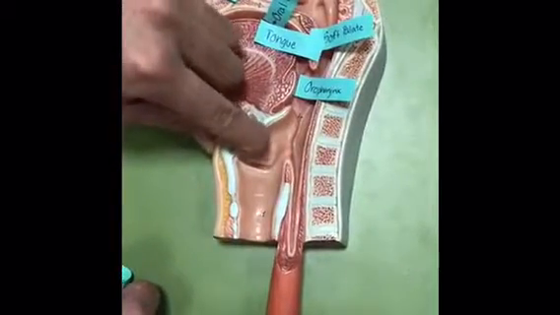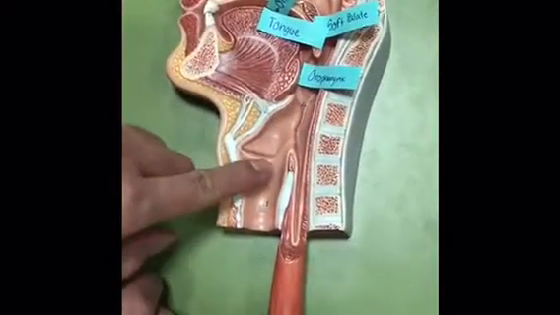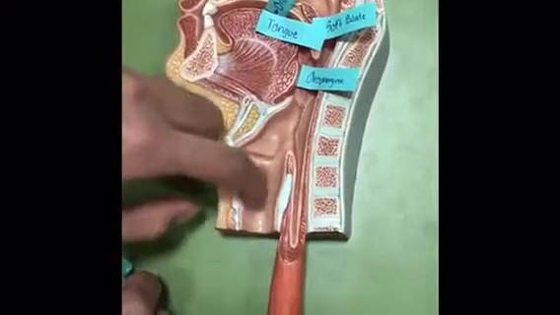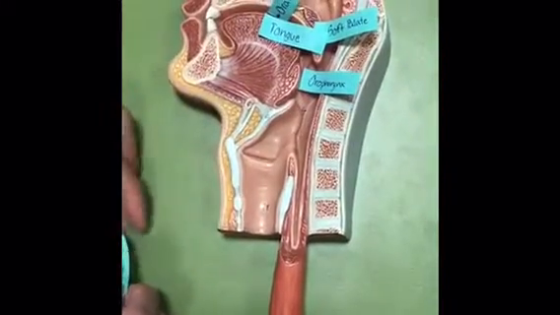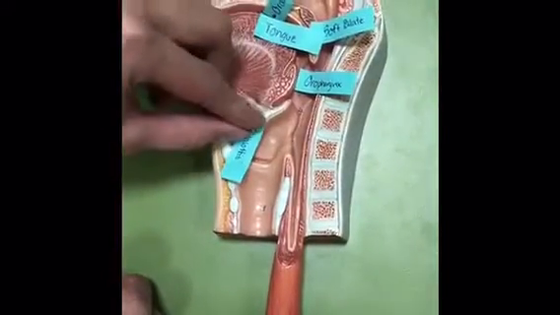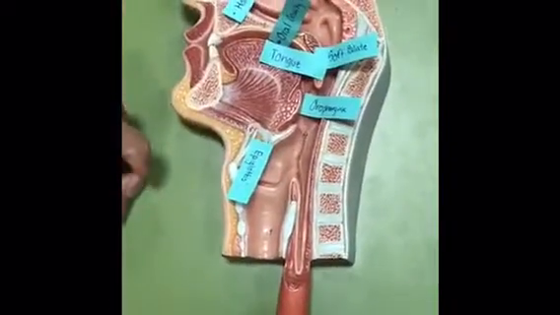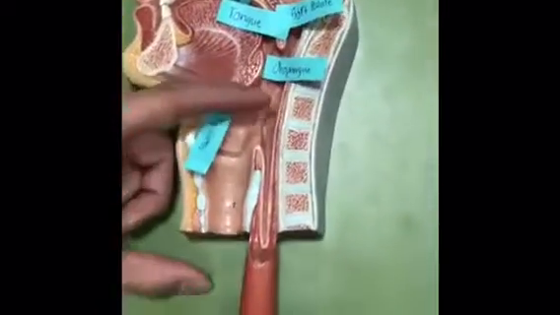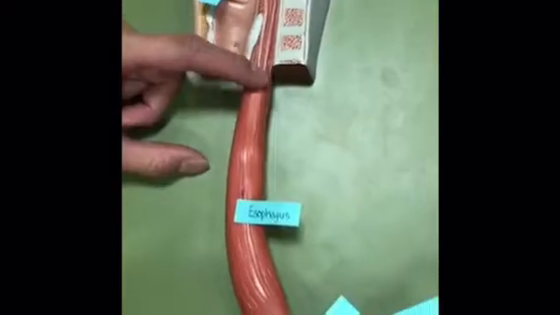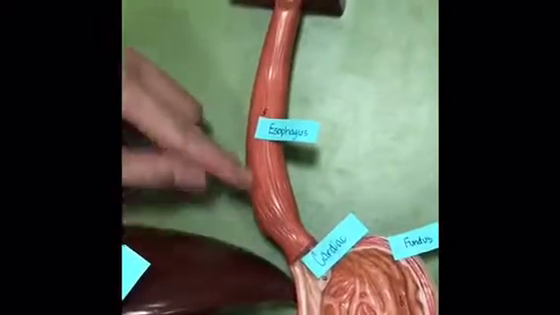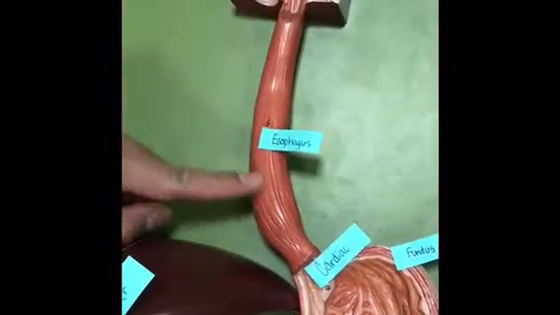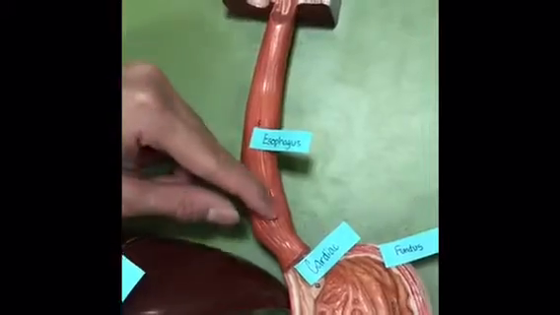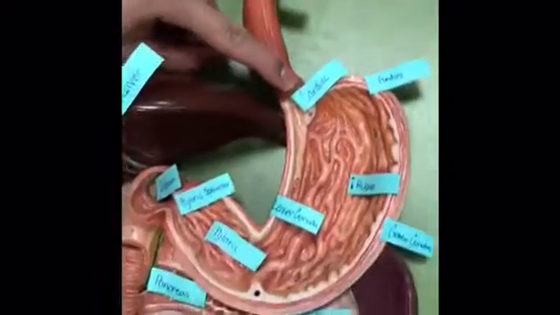false vocal cord on the top, and then the true vocal cord on the bottom. We have the trachea. Alright, that's the respiratory, so I won't talk too much about that. But we'll get down to the digestive system. So food travels down here, all the way down to the esophagus. You see this long part right here? This is our esophagus. And it's going to enter through the stomach.